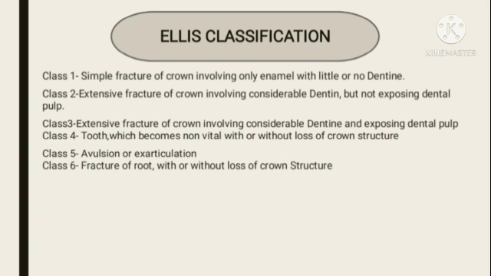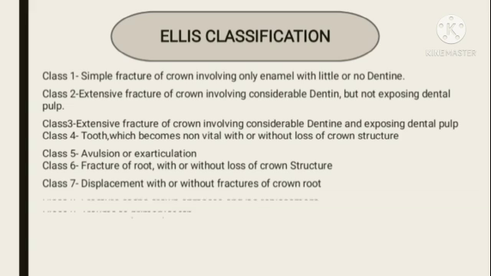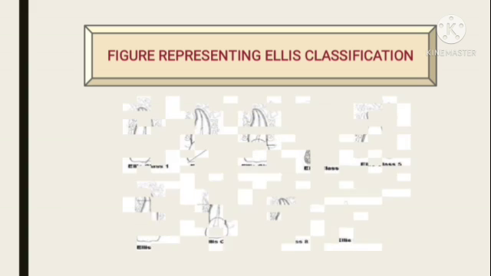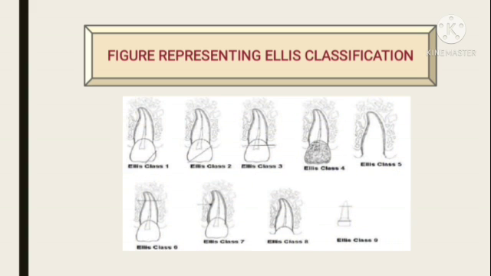Class 5, avulsion. Class 6, fracture of root with or without loss of crown structure. Class 7, displacement with or without fracture of crown root. Class 8, fracture of the crown en masse and its replacement. Class 9, trauma to primary teeth. This is the pictorial representation of Ellis classification.